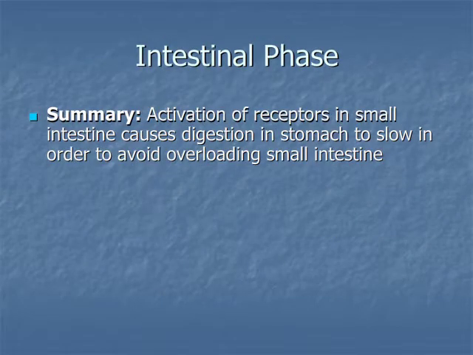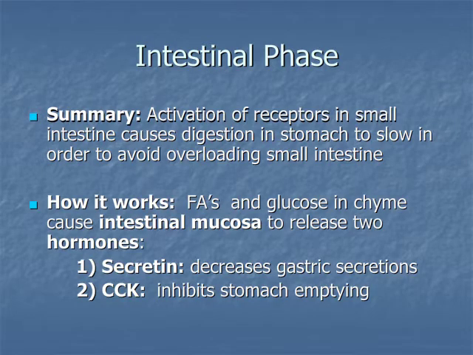So once food enters the duodenum, or first loop of the small intestine, we say that we've entered the intestinal phase of gastric digestion. And in the intestinal phase, we basically will slow down gastric digestion based on what's coming down into the intestine. And this slowdown process prevents the intestine, which can only deal with small amounts of food, from being overloaded too quickly. So in a nutshell, this is how it works.